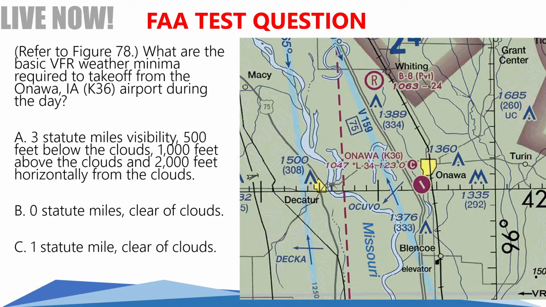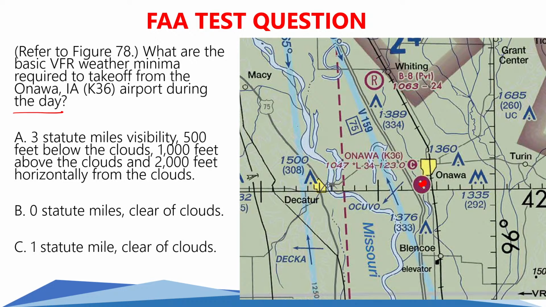So with this, we've got kind of a split class. It's about 50-50 here with A and C. Nobody said B, so that's a good idea. First thing we want to do is identify where this airport is. It's dead center where the red dot is, for Onawa Airport, if I'm pronouncing that even remotely correctly. And it's giving us a couple pieces of information. It wants to know what the weather minimums are for the airport during the day. That's the other key part of it.